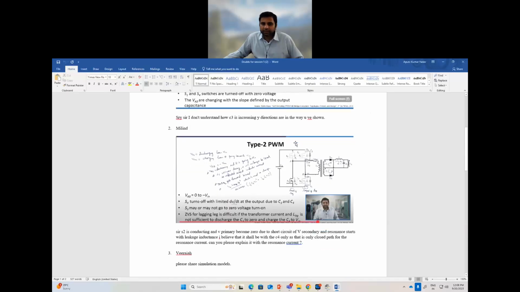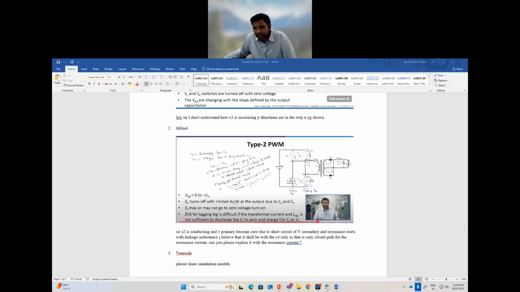Then in this question, the question asked was, I think, let me see if Milind is here. No, he is not here. Let me discuss that. So his question was, when the secondary is short circuited, the L leakage will start resonating. In this particular case, S2 is on. So leading leg, one switch is conducting.